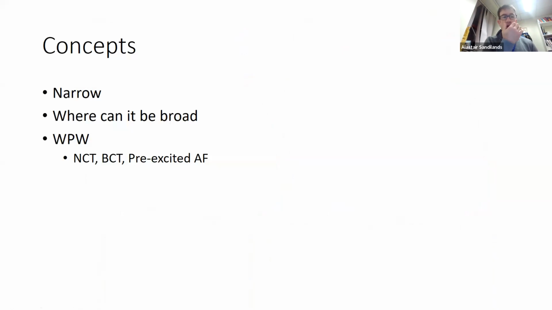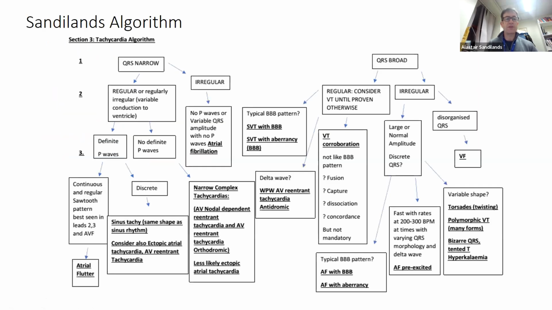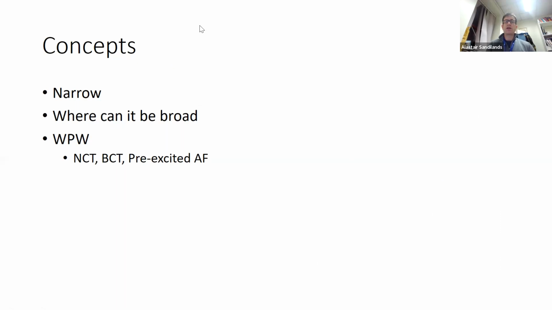Okay, so let's try and think about some concepts now of narrow tachycardias, where it can be broad, and then we'll talk a little bit about Wolff-Parkinson-White again, where it's narrow complex, where it's broad complex, and then something where it's pre-excited atrial fibrillation, where it's atrial fibrillation conducting down the pathway to the ventricle, which we'll confirm next week.